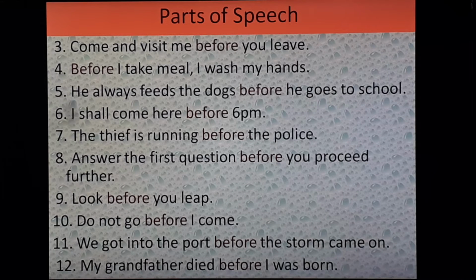This way you have to use this before. You can use this in between the sentence as well as in the beginning of the sentence also. But one thing you have to remember: when you start by writing before in the beginning, then you have to be very careful that immediately after this subordinate clause you have to put a comma.